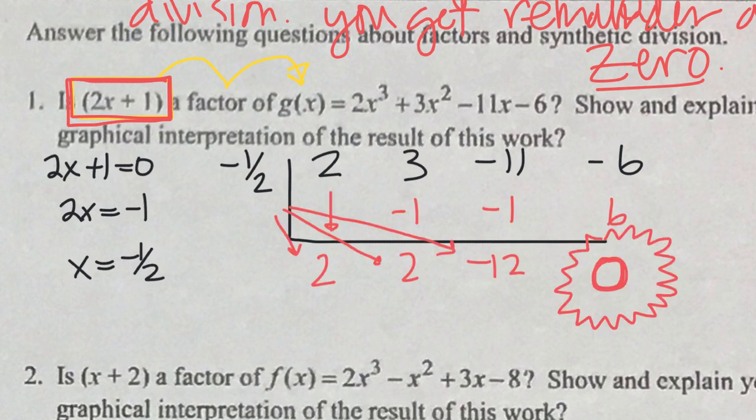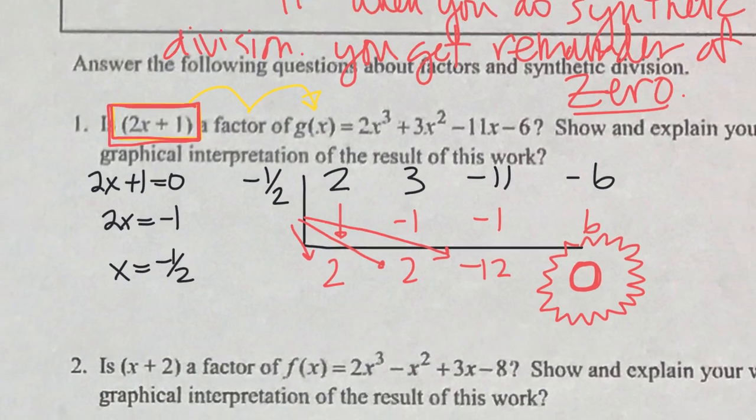And looky there. When we do synthetic division with negative 1/2, I get 0 as my remainder. So that means yes, 2x plus 1 is in fact a factor of this polynomial. And what's the graphical interpretation? That means negative 1/2 is where the graph crosses the x-axis. This is a 0 for your polynomial. This is a root. This is a solution. This is your x-intercept. All of those things are true. If we have 2x plus 1 as a factor, then negative 1/2 is a 0. Wonderful. That's what the factor theorem says.